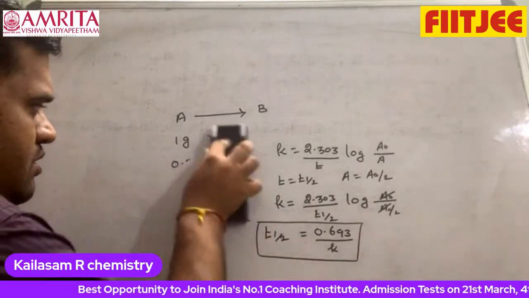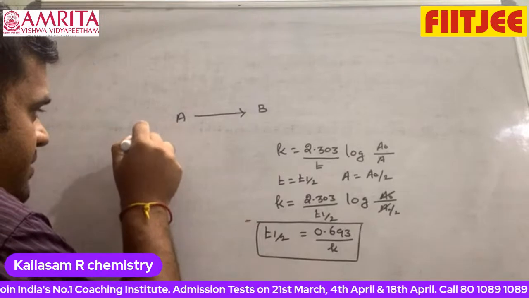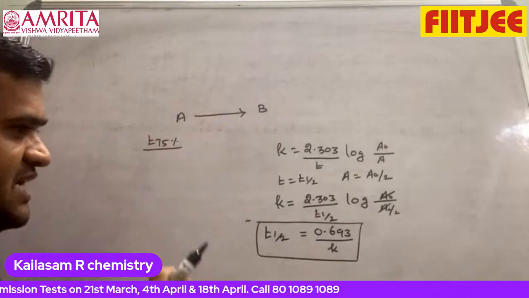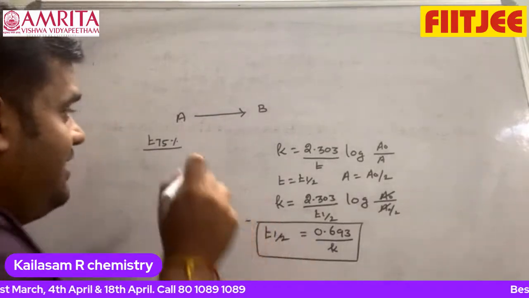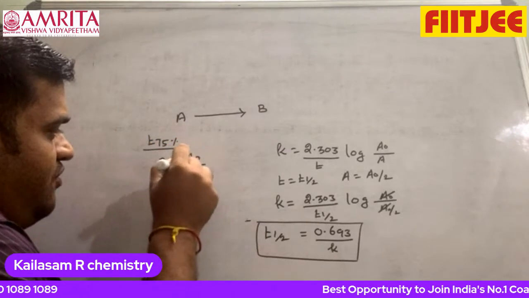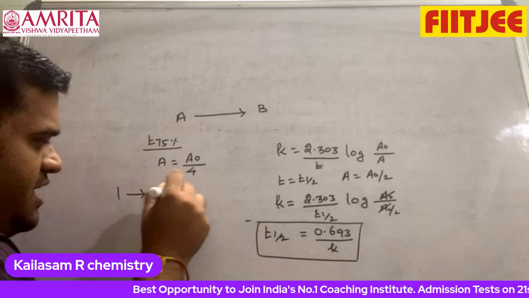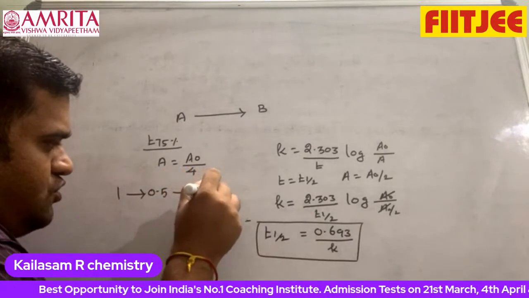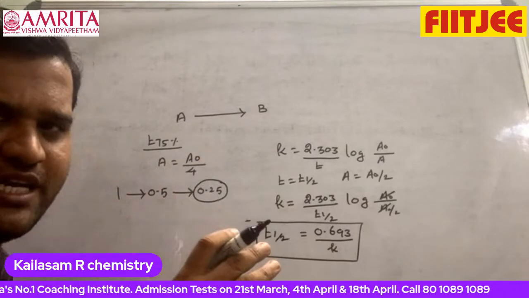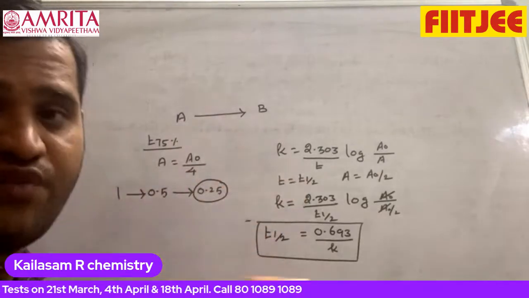Now what about if you are taking T 75% completed? What is the meaning of T 75% completed? It means A is equal to A naught by 4. That means 1 becomes 0.5, and 0.5 becomes 0.25, which means 0.25 is unreacted. So A becomes A naught by 4, or we can say that 75% of the reaction is completed.